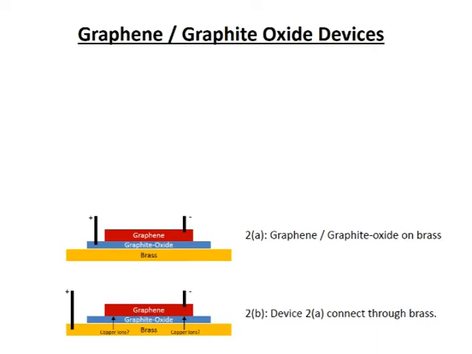I looked around to see if anyone had published research in this area, and found work on a variety of graphene and metal memristors. My next step was to build 2 test devices using a brass base with graphene and graphite oxide layered on top. See devices 2A and 2B.